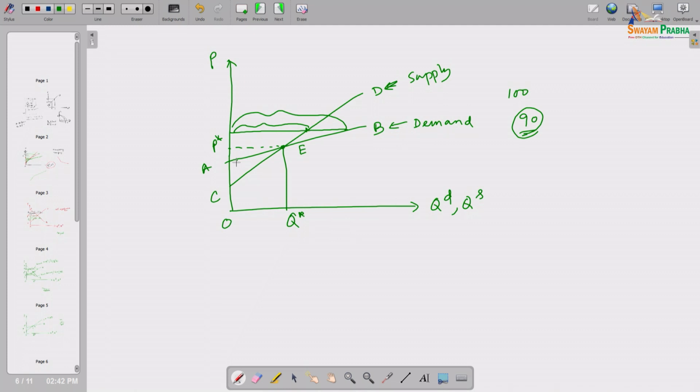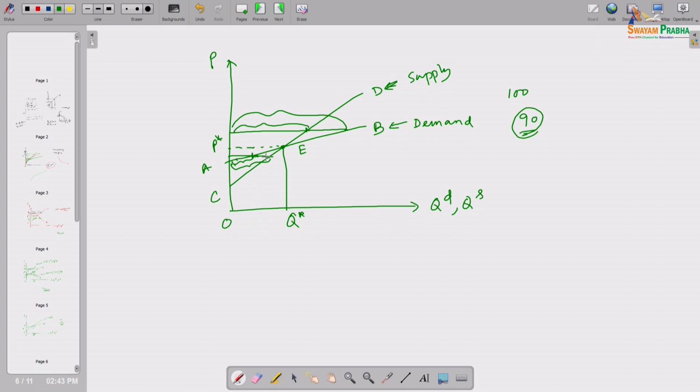Suppose this is the case: this is a price level which is below the equilibrium price level. At that price level, this much demand is there, this much supply is there. So what will happen? Supply is more than demand. Definitely a lot more quantity supplied is there in the market. So perhaps automatic market force will pull the price level even further down, right.